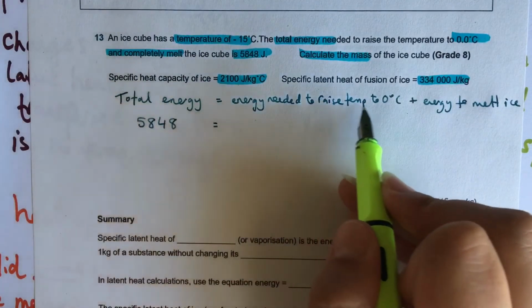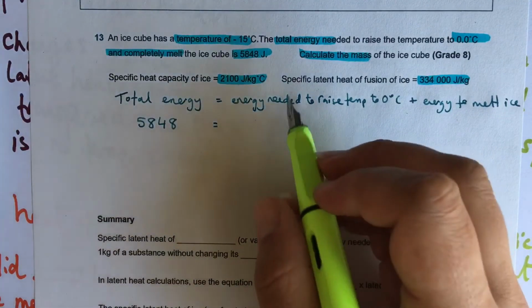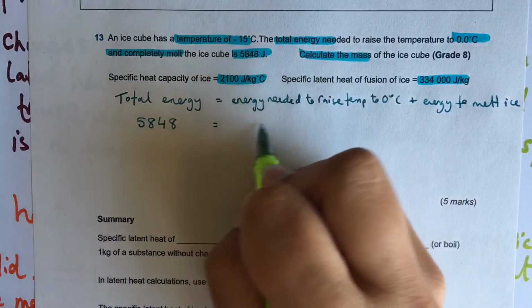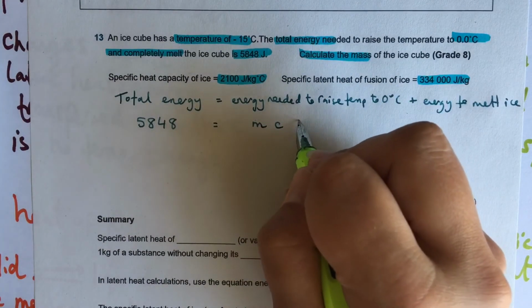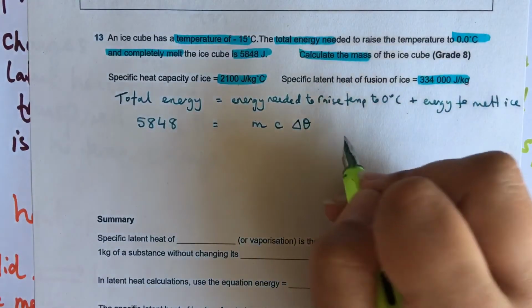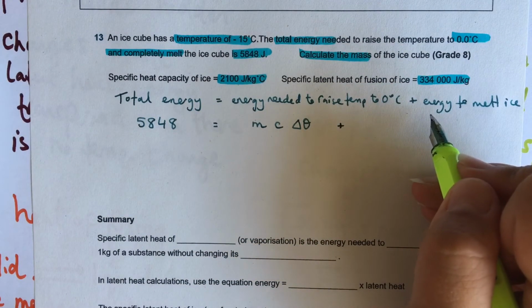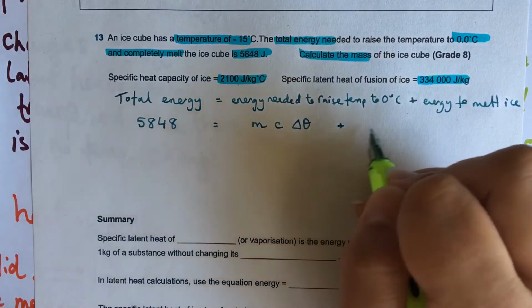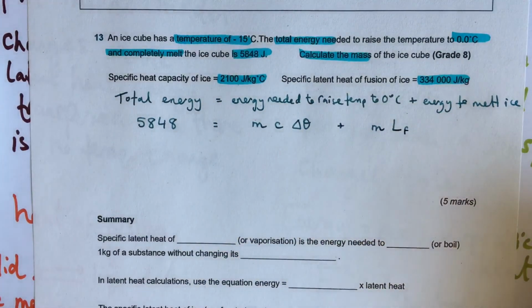The energy needed to raise the temperature to 0 degrees Celsius. Well, if we're raising the temperature, that is the specific heat capacity equation, which is mass times specific heat capacity times the change in temperature. And to melt the ice is the specific latent heat equation, which is mass times specific latent heat of fusion.